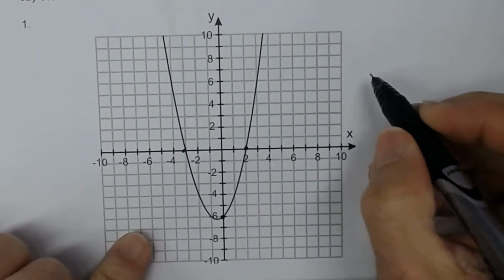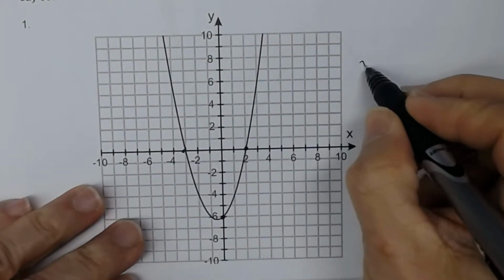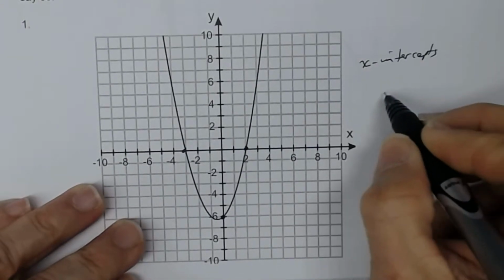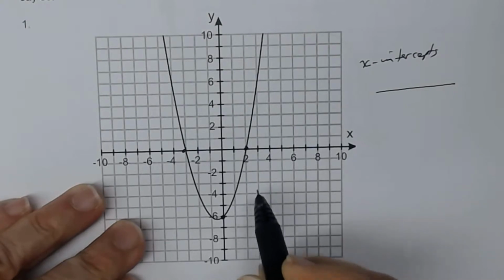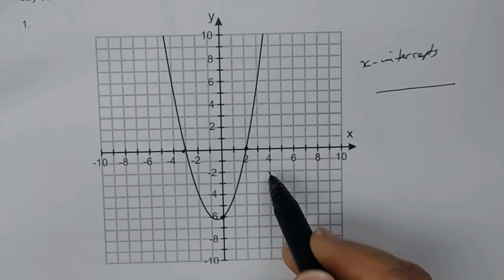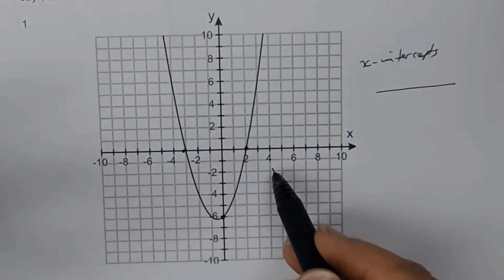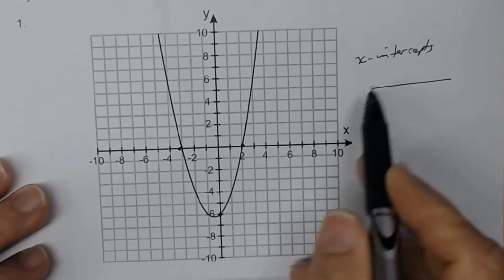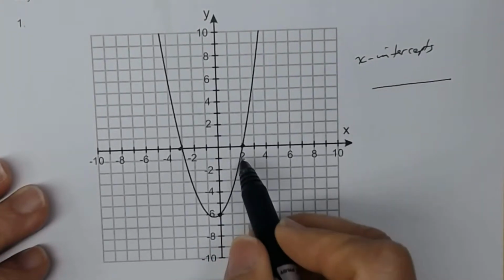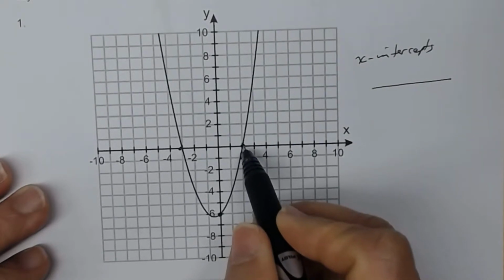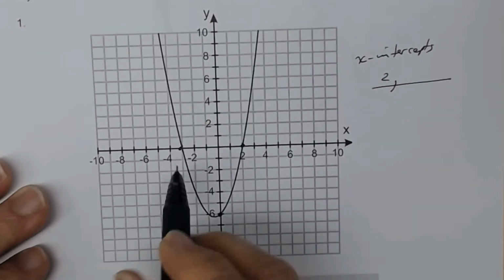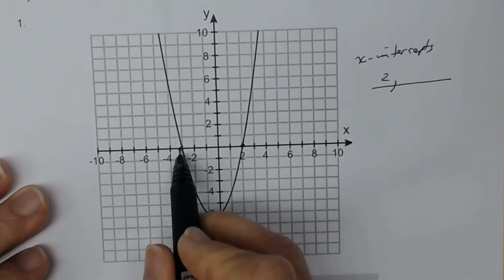Okay, so if I want to find the x-intercepts, there are a couple ways that you could be asked to do this. So one way is just to state what the x-intercepts are. Remember, x-intercepts are where the graph crosses the x-axis. So here the graph crosses the x-axis at 2, comma, let's list the other one. The other one is -3.